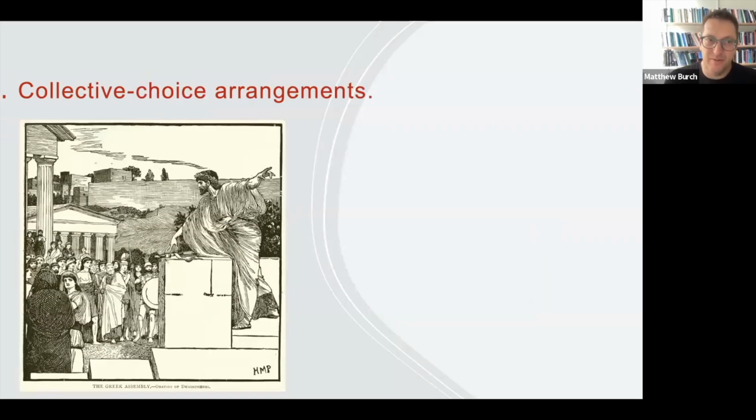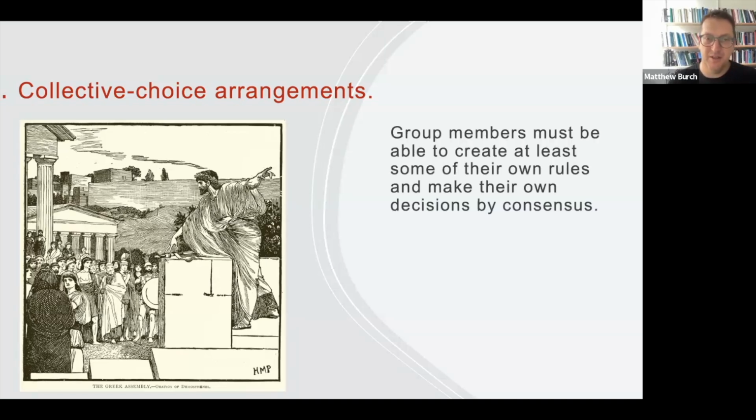A third principle is what she calls collective choice arrangements. And this basically just means that group members have to have some way to create at least some of their own rules and to be able to make their own decisions by consensus. So this is sometimes called democratic decision making. Successfully managed common pool resources have institutions in place that allow the people who use the resource to be the ones who make the decisions about it.